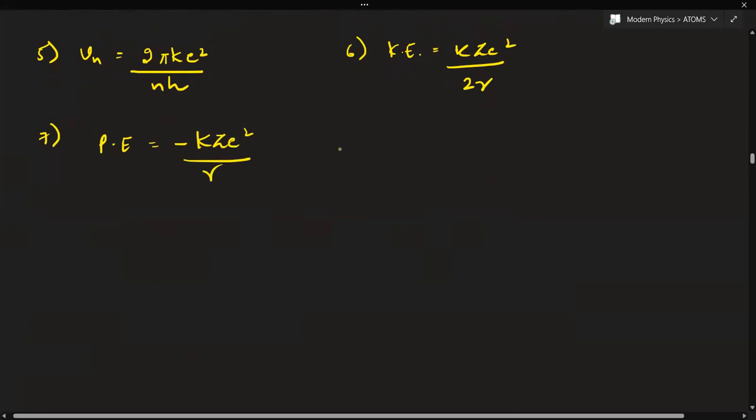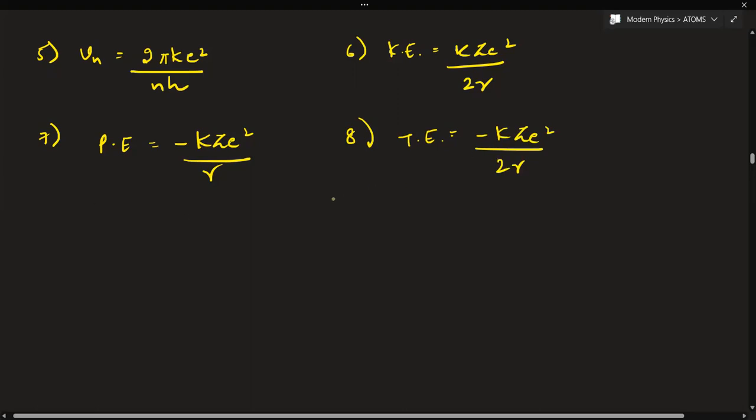Just eliminate this 2 and add a negative sign. In case of total energy, put the minus sign into this kinetic energy. Means that total energy will be what? Total energy is equal to minus of kinetic energy. Or you have to remember the other formula of kinetic energy as well.